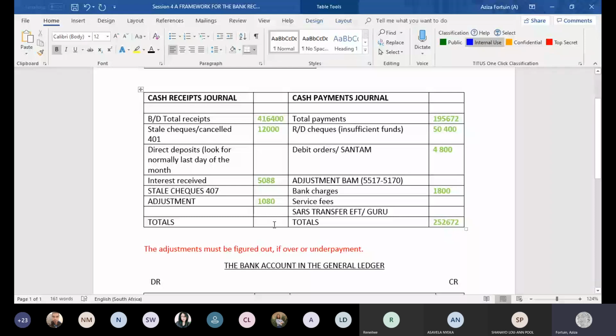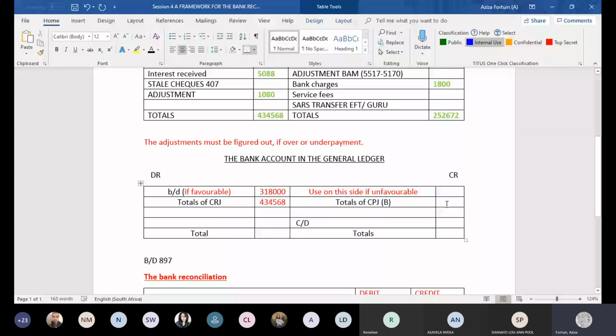568. Yes. Okay, so we take the totals down. Yes. 568 and 252,672. Okay. What do we do with these amounts now?